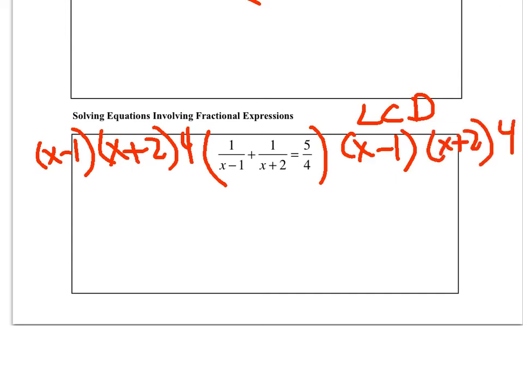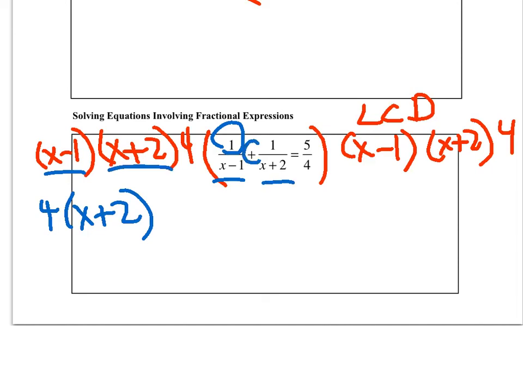And so we see that as we work through this problem, in the first expression the x minus 1's are going to cancel out, and you end up with 4 times x plus 2 times 1, which I don't write. In the second expression, the x plus 2's are going to cancel out, and there's a plus right here, so I write a plus. I still have the x minus 1 and the 4 and this other one that I'm not going to write.